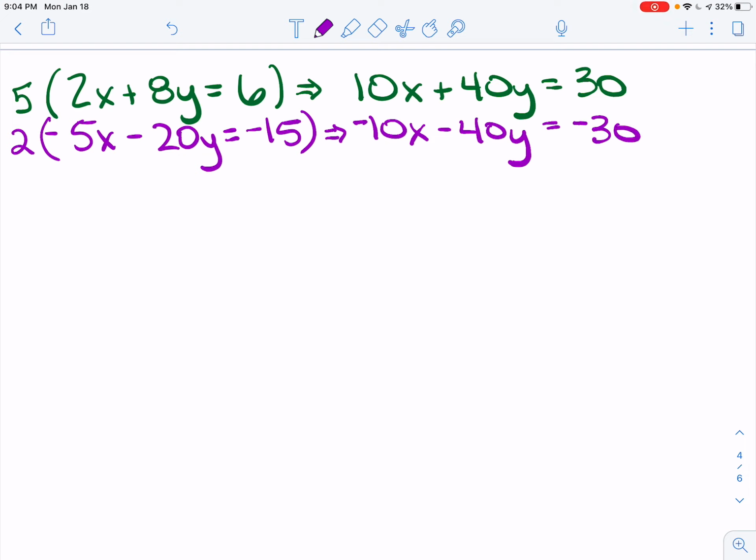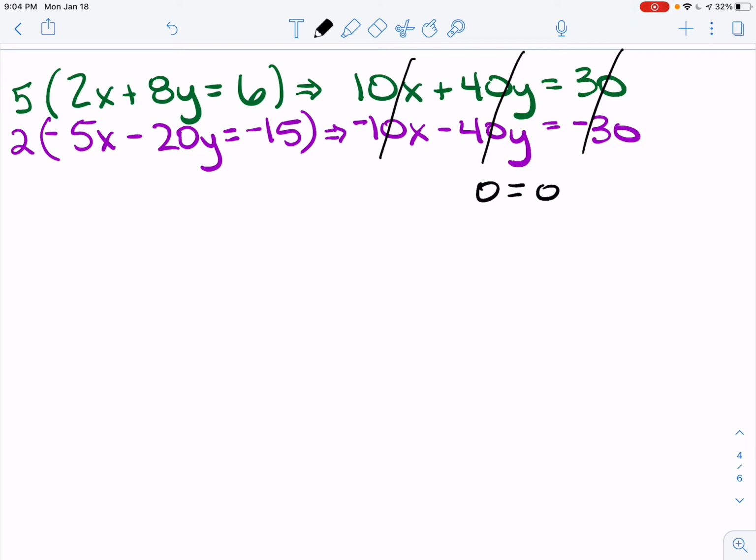Now, what I notice here is that everything is going to eliminate. I end up with nothing here. Let me change that color again real quick. I end up with nothing for x. My y's eliminate, and my constants eliminate. So what I'm left with is 0 equals 0. So my question is, wait a minute, is that true? Does 0 equal 0?